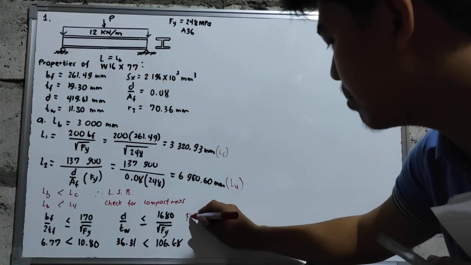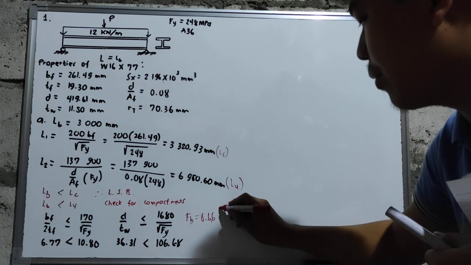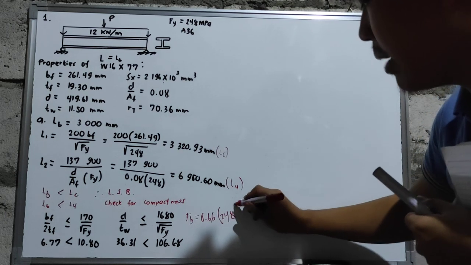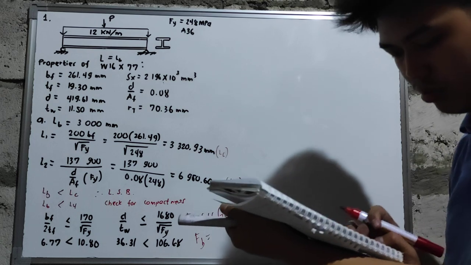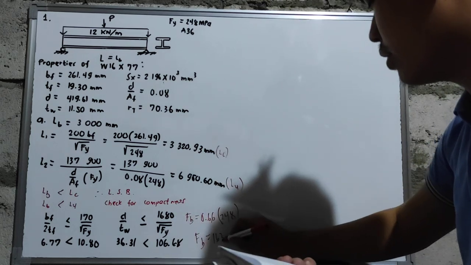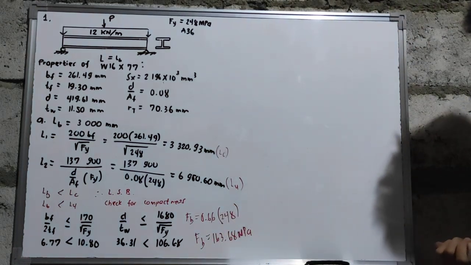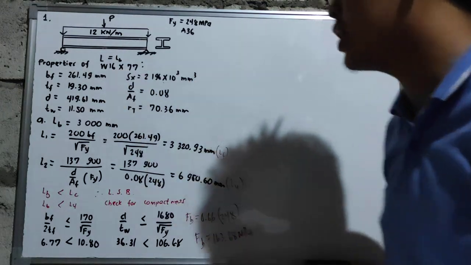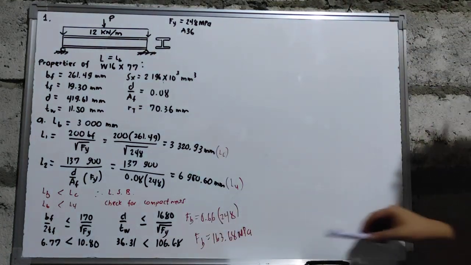Now, our Fb is equal to 0.66 of Fy, where our Fy is equal to 248 megapascal. So, Fb is now equal to 163.68 megapascal. Our goal is to find the value of the concentrated load acting at the midspan of our beam.